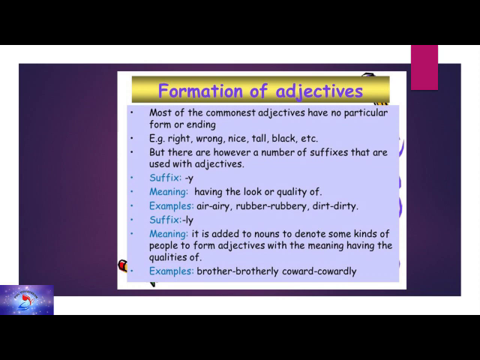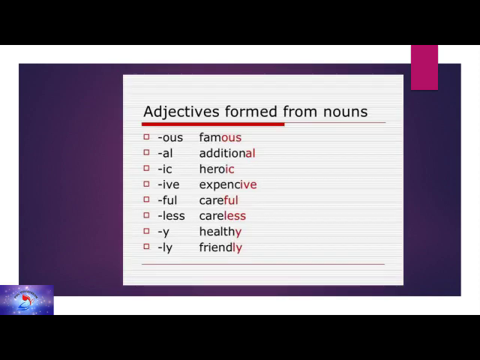For example, air, airy; rubber, rubbery; dirt, dirty. Ly is added to nouns to denote some kinds of people, to form adjectives with the meaning having the qualities of. So brother, you say brotherly; coward, cowardly. So you add ly. In the same way, adjectives are formed from nouns: famous, additional, heroic, expensive, careful, careless, healthy. These are some of the common adjective suffixes.